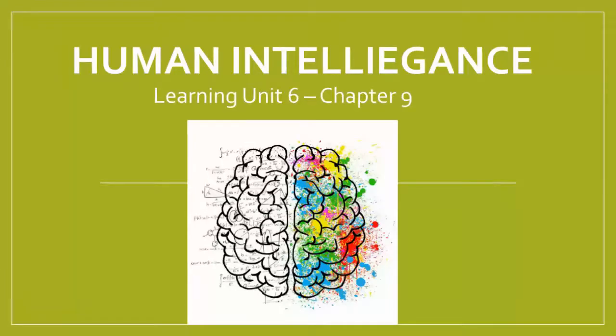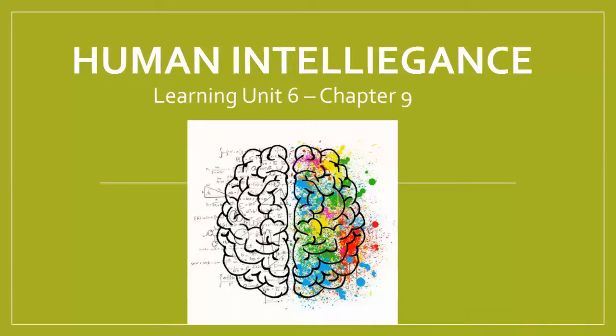We're doing Learning Unit 6, Chapter 9 on intelligence, and I apologize for the spelling mistake on the front page, which isn't good. Maybe I was in a bit too much of a hurry in between marking assignments. So we're going to do this learning unit now.